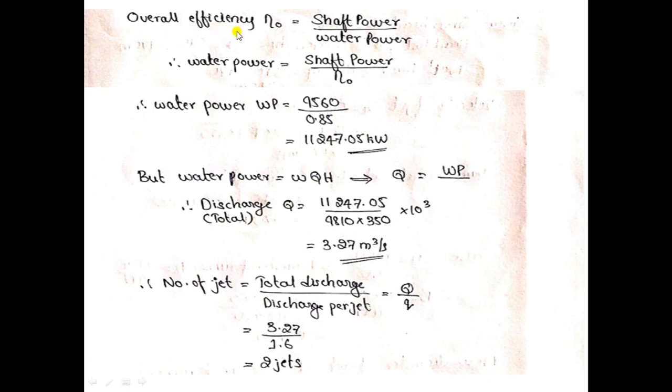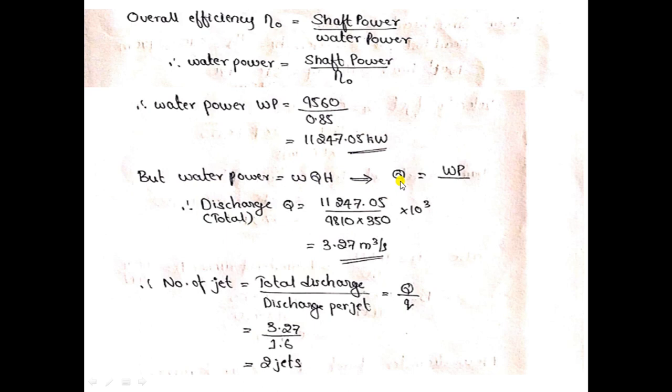The overall efficiency is given by the ratio of shaft power to water power. Therefore, water power will be equal to shaft power divided by overall efficiency. So water power is 9560 divided by 0.85. If we substitute and simplify, it is 11,247.05 kilowatts.